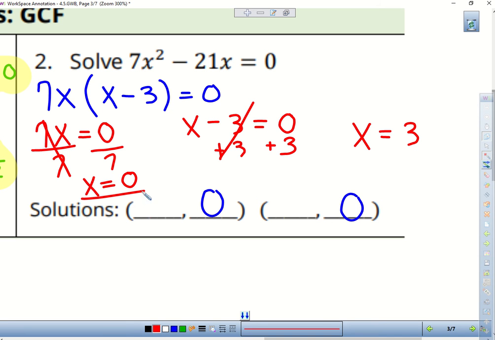So my two solutions are 0 and positive 3. That means that if I were to graph this quadratic on Desmos, these are the two spots where we would hit the x-axis, okay? Does anyone have any questions about that?